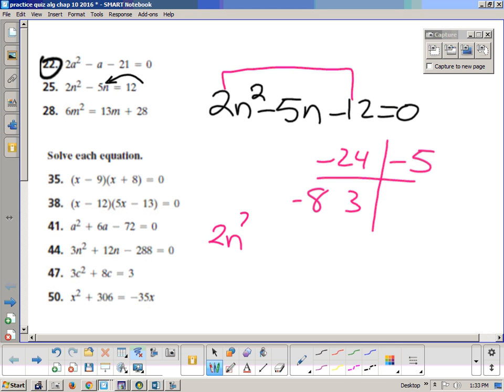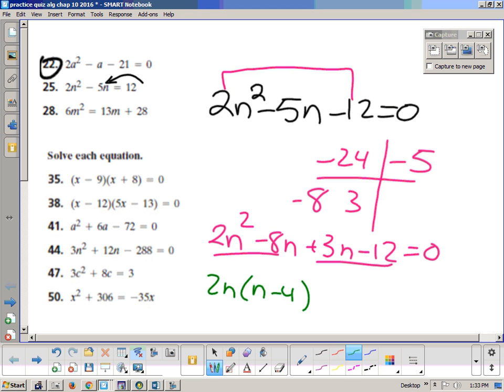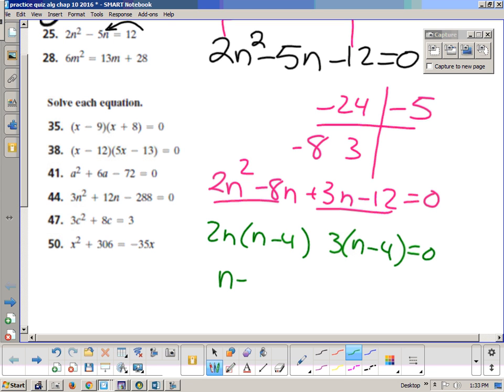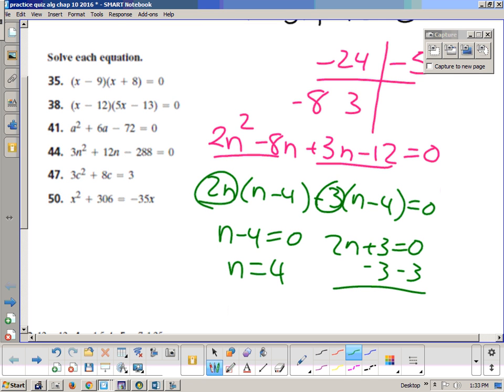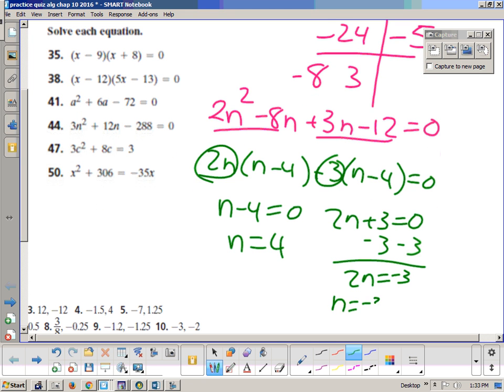You have to rewrite your problem. Minus 12 equals 0. And then this breaks up into groups. Factor by grouping. Take a 2n out, n minus 4. Take a 3 out, and you get n minus 4 equals 0. And once again, you take the two answers, the n minus 4, set it equal to 0, that'll get you n equals 4. And take the 2n plus 3, set that equal to 0, subtract 3 from both sides, divide by 2, and you get negative 3 halves, which is negative 1.5.